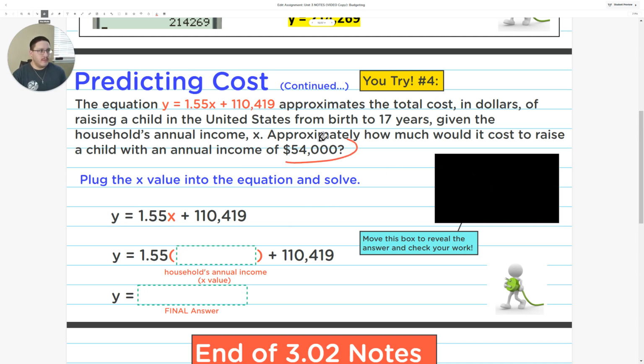So the X value is 54,000. How do I know it's 54,000? Because X represents household's annual income. We are given an annual income of 54,000. So therefore I know the X value is that. We know that the Y value, the equation, approximates the total cost. We want to figure out what the cost is, so that's what we don't know. Y is a mystery to us. How do we find Y? Well, we're given an X. Plug the X into this problem right here, 54,000, plug it into the equation, and solve.